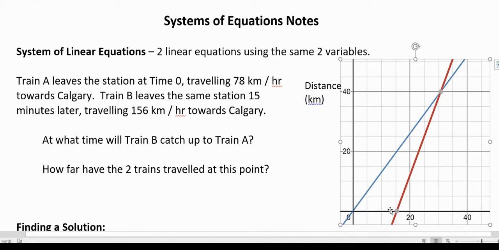So we can see from the two lines that each one is a different train, and where they cross is what we call the solution. The solution is where the second train passes the first train. So if we want to get the solution to this, we just look at the graph and we see that it's at 30 minutes and it passes at 40 kilometers. So we can use the graph as lines to find the solution.